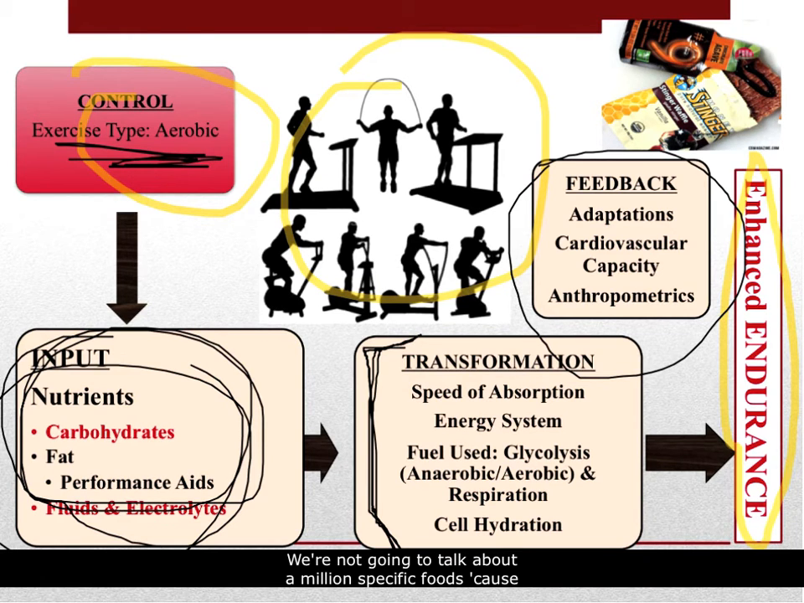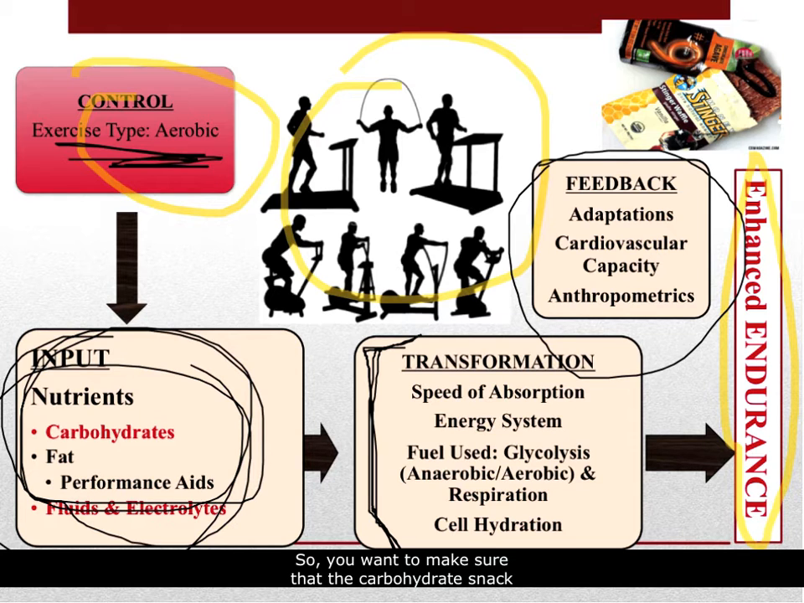Again, we're not going to talk about a million specific foods because we'd never get through all of the basic concepts. But you could Google what is a carbohydrate-rich food that's high in starch and that is low in fat. And those foods would probably come up, probably on some kind of sports nutrition site. They've been working on these things for years.